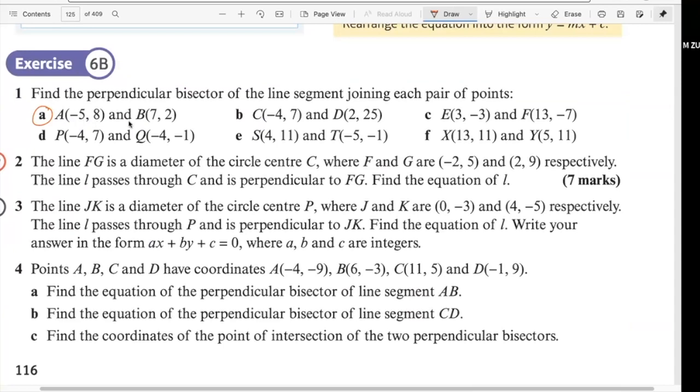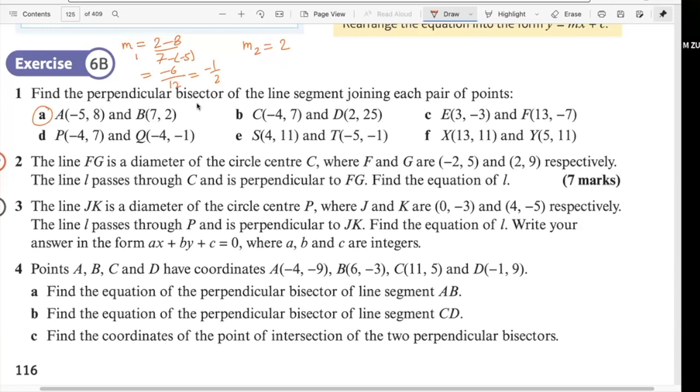Find the perpendicular bisector. I am solving this question. So I need the gradient and the midpoint. First, I'm going for gradient. Gradient is y2 minus y1 over x2 minus x1. So 2 minus 8 is -6 and 7 minus 5 is 12. So this is -1/2. I have M1. Is my M2 positive 2? Do we agree? Yeah. So I have the gradient for the perpendicular bisector.